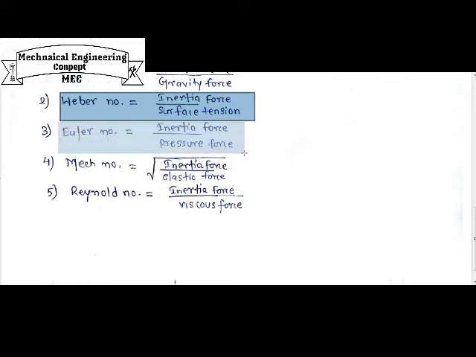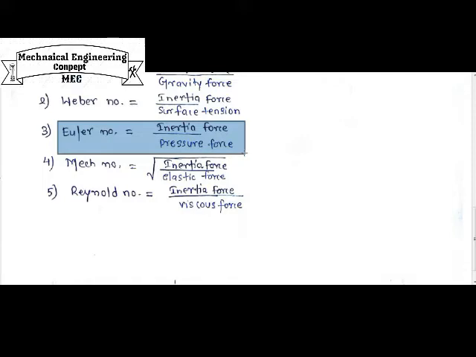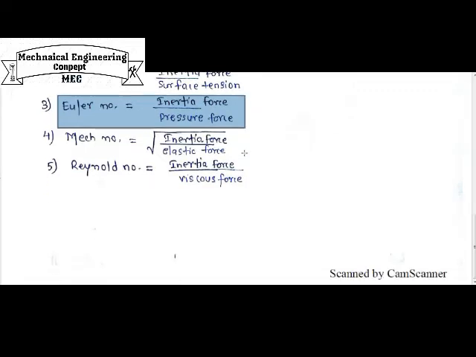Third was the Euler number. Euler number is the ratio of inertia force to pressure force. We know that inertia force is fixed. Then what is the relation between inertia force and Euler number? We know that basically there is the Euler equation. In that equation we basically deal with pressure, energy or pressure force. So Euler is related to pressure. So Euler number is the ratio of inertia force to pressure force.